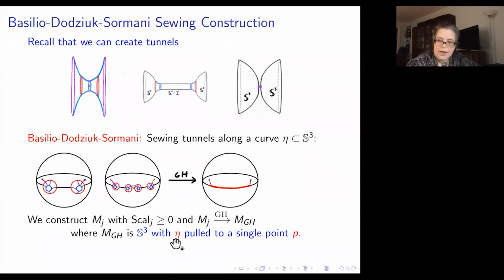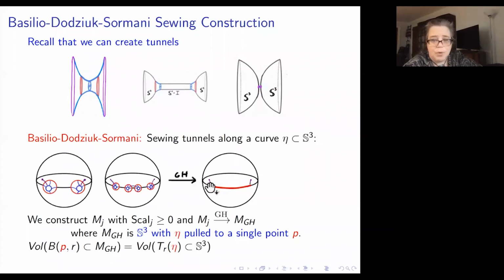So we call this curve eta, and we say it's pulled to a single point. That's a notion from metric geometry, saying that it's identified to a single point. And notice that the volume of the ball about that point, that red point, of radius r inside this limit space, is equal to the volume of the tubular neighborhood of radius r of eta in a standard S^3. And because of that, the scalar curvature at p is equal to negative infinity if you calculate it using that limit process.